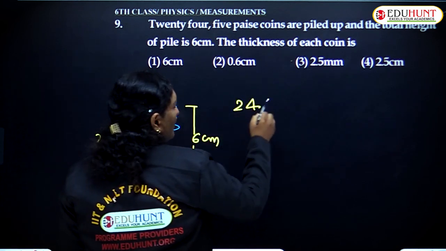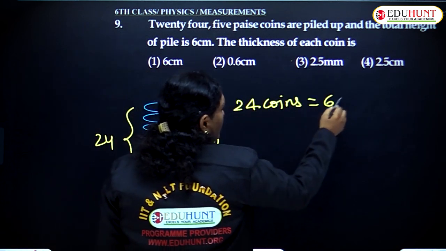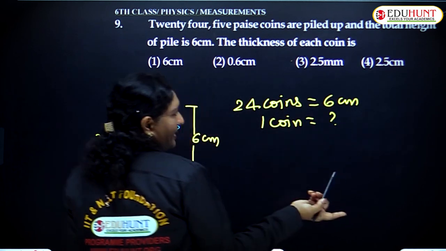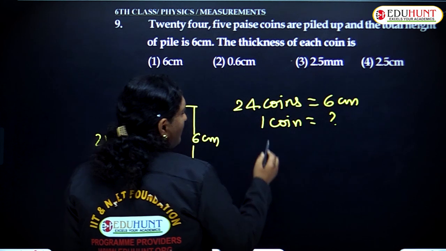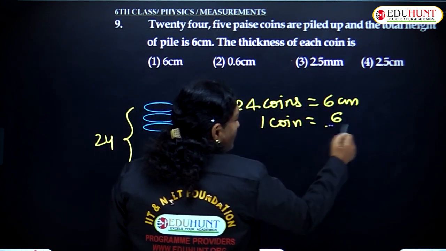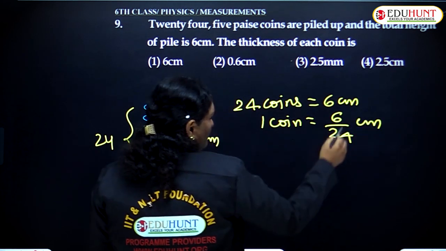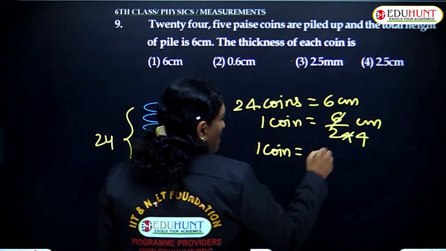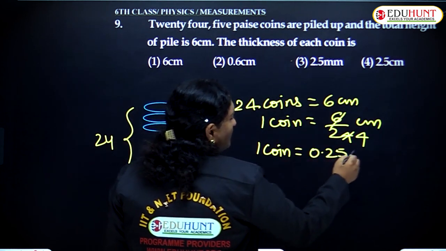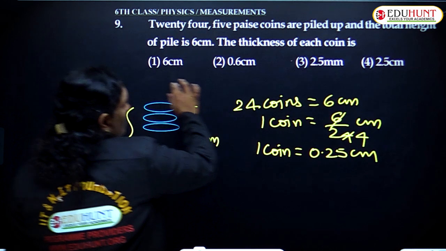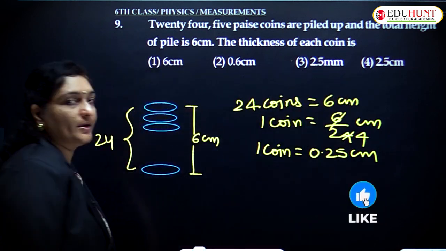So, 24 coins have 6 centimeters. Then each coin will be how much? Some x centimeters. In order to find x, 24 coins make 6, so one coin will be 6 by 24 centimeters. 6 by 24 is nothing but 1 by 4. Hence, each coin will be 0.25 centimeters. How much is that, children? 0.25 centimeters. But nowhere were you given 0.25 centimeters.